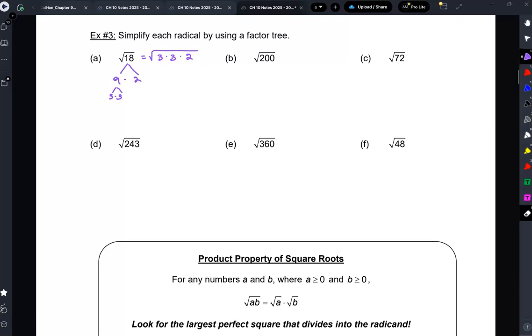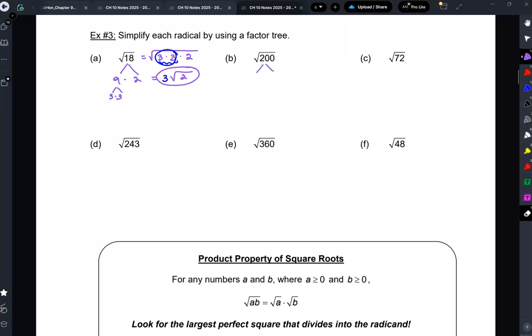Now, are there any pairs here? The 3's are pairs. For each pair, it comes out as a single 3. Does the 2 have a pair? No, so it stays. And so this is the answer. Okay, let's do another one. Why is the 2 negative square root? It didn't have a pair. Let me do a few more and I'll take more questions.